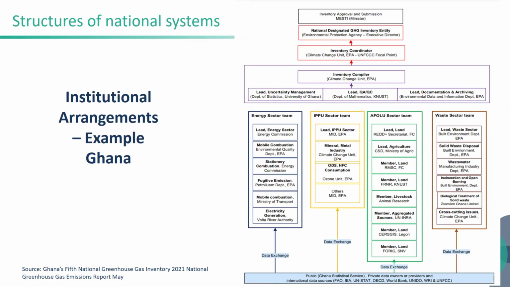They have data providers, data exchange, and the sectors involved with their sectoral coordinators. Then the compilation process, the key category analysis, and uncertainty, and also the documentation and archiving are handled by the Agency of Environment. And then we have the inventory coordinator, the national designated GHG inventory entity, and the approval by the ministry.